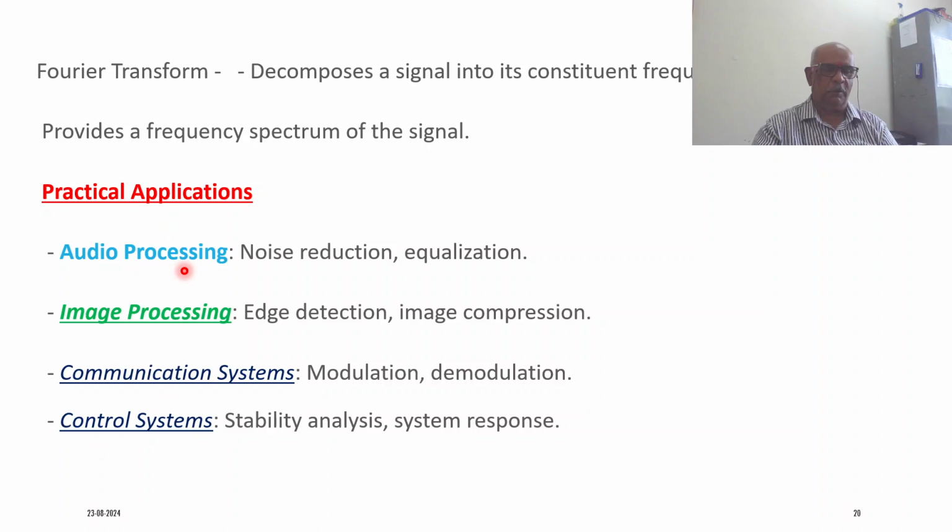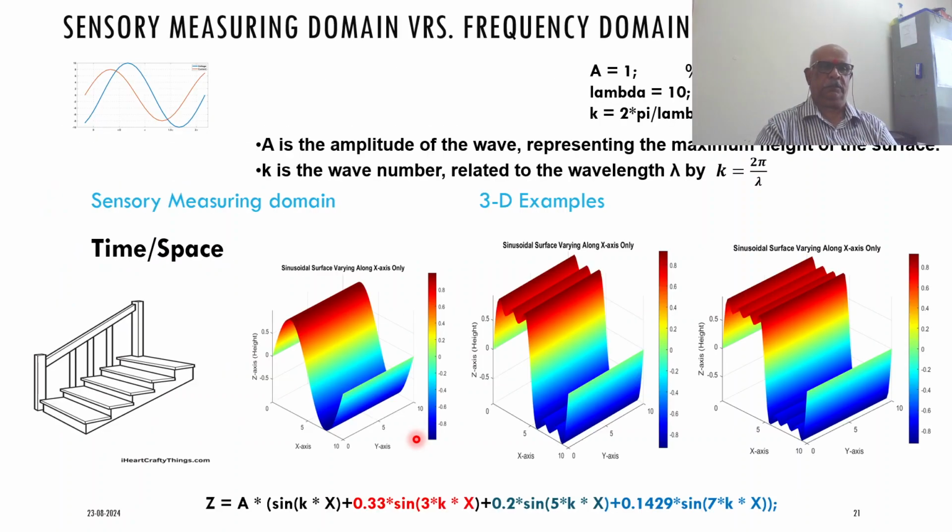Audio processing is the one I am talking about: you might be hearing whatever I'm speaking. If you feel there's noise, some signal which is not desirable is the noise, then what you have to do is identify it from the audio signal and get it removed. And so on. Communication systems have modulation and demodulation, and control systems have stability analysis and system response. All of these can be done using this. It is all actually a signal, and we are trying to do signal processing on it.